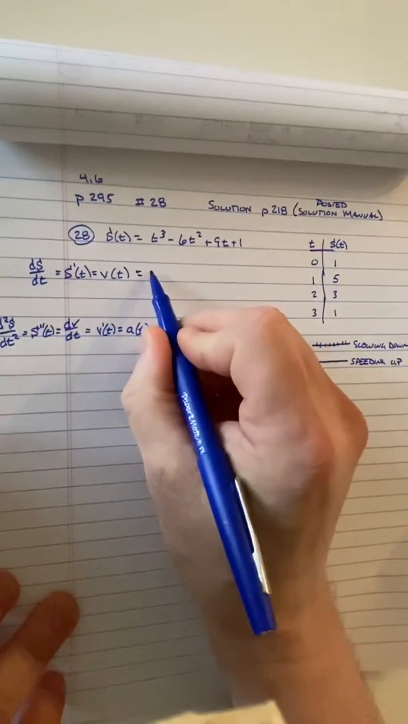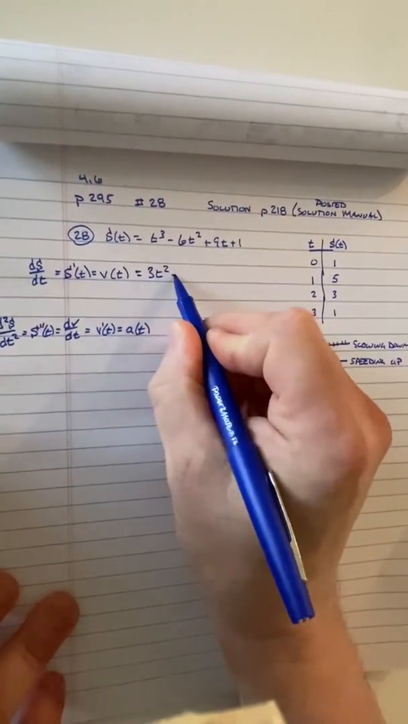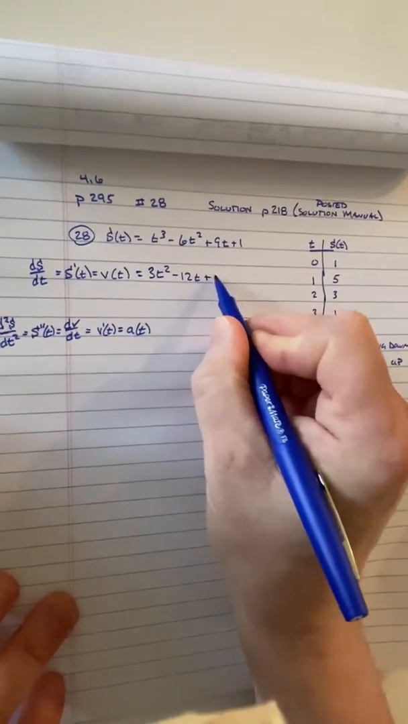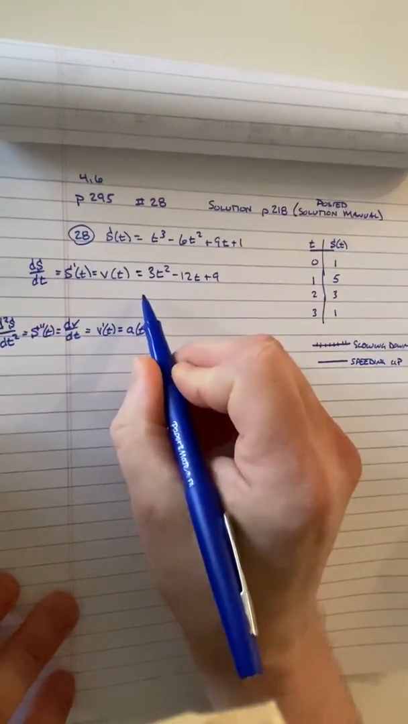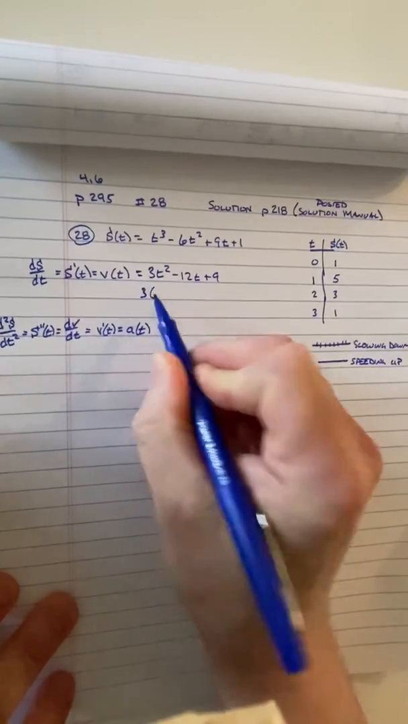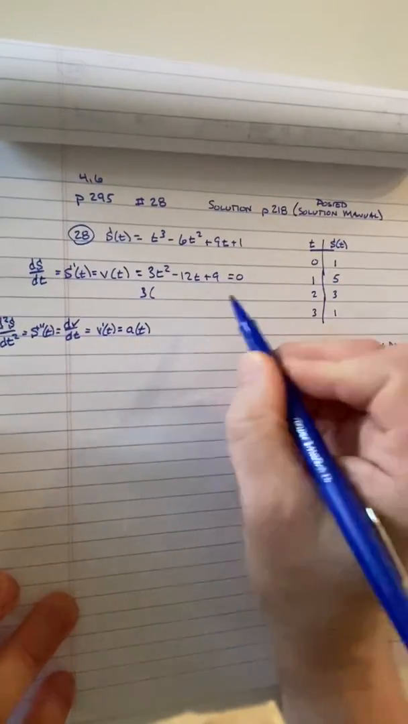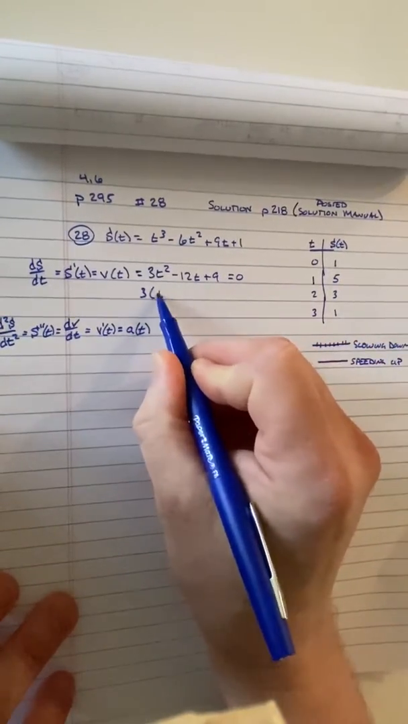So the first derivative is, I hope I don't make mistakes here, it's factorable. We can pull a 3 out. We're setting it equal to 0 to find out where this sucker is stopped.